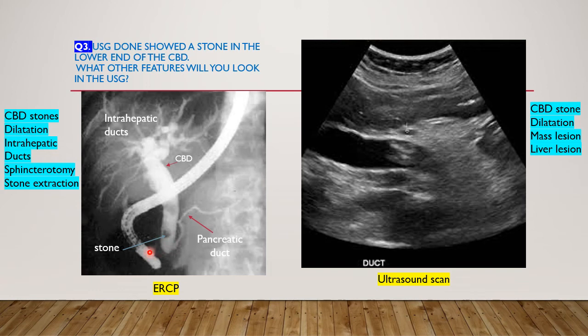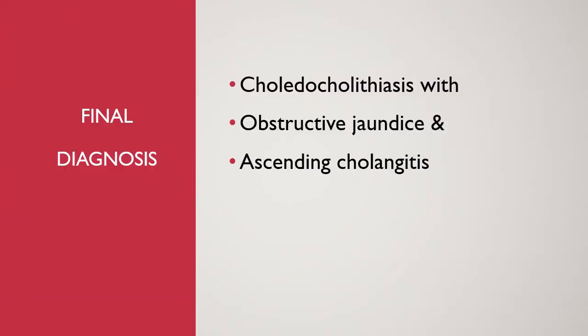Actually, it is quite an urgent investigation for a patient who has got an obstructed biliary duct with a stone. Okay, we demonstrate the stone and also do a sphincterectomy and extraction of the stones if the patient is fit enough to be done at the same sitting. So after these investigations, ultrasound and CT scan, together with the clinical picture, we come to the final diagnosis of choledocholithiasis with obstructive jaundice and ascending cholangitis.